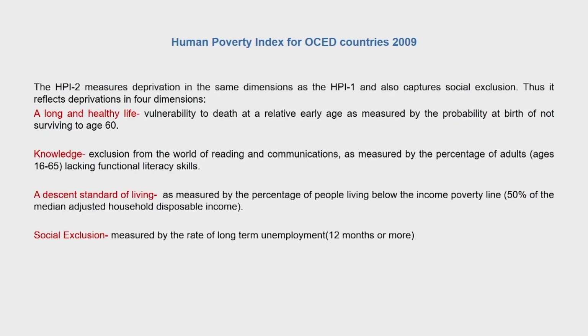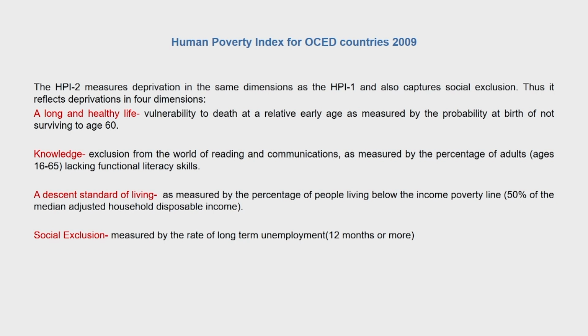A similar method is followed for the calculation of the HPI, but let us have a brief look at what these indicators mean here. In the case of developed countries or HPI 2, long and healthy life is defined as vulnerability to death at a relatively early age, as measured by the probability at birth of not surviving till age 60. In the case of HPI 1, it was 40, and for HPI 2, it's 60.